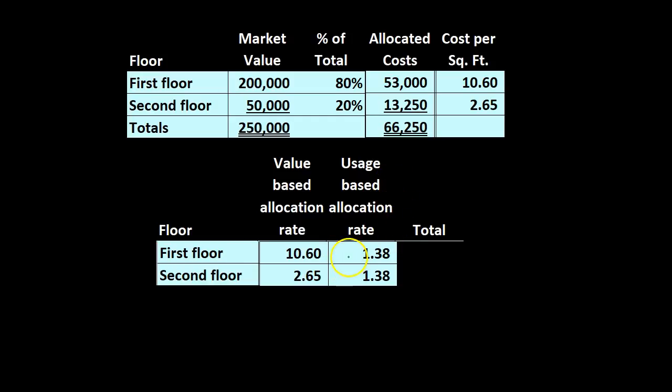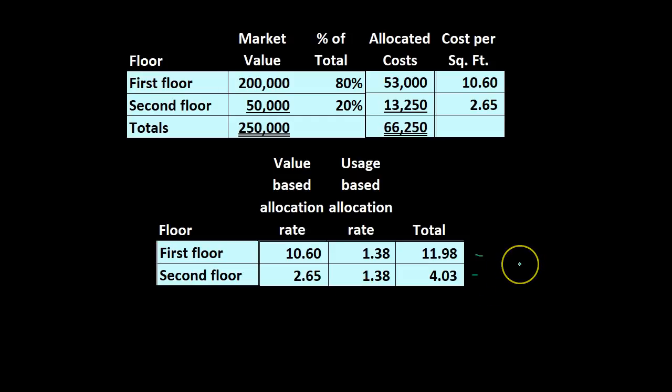And of course, it's the same for both the first floor and the second floor because it's based on usage, not on the value. And if we add those two up, we've got the 10.60, which we broke out, and the value-based rate, and then the usage-based rate. And that comes up with a total for the first floor of $11.98 per square foot. And on the second floor, it's only $4.03, the 2.65 and the 1.38.